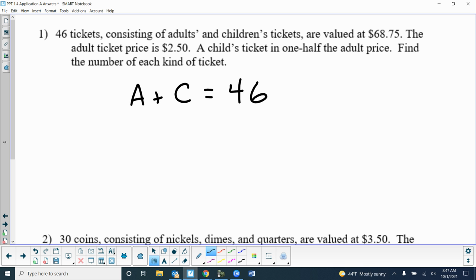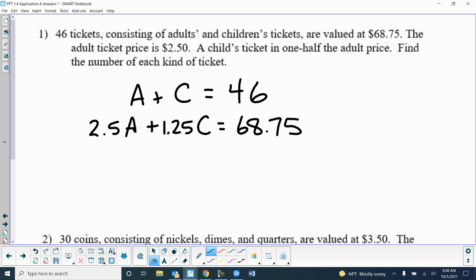The price of an adult ticket is $2.50, and the price of a child ticket is $1.25. How do we know that? How do we know it's $1.25? Because it's half the adult price, right? So that's how we got $1.25. And selling all of them would give us how much money? $68.75. So since I had decimal points here, the $2.50 and the $1.25, I need the $68.75.